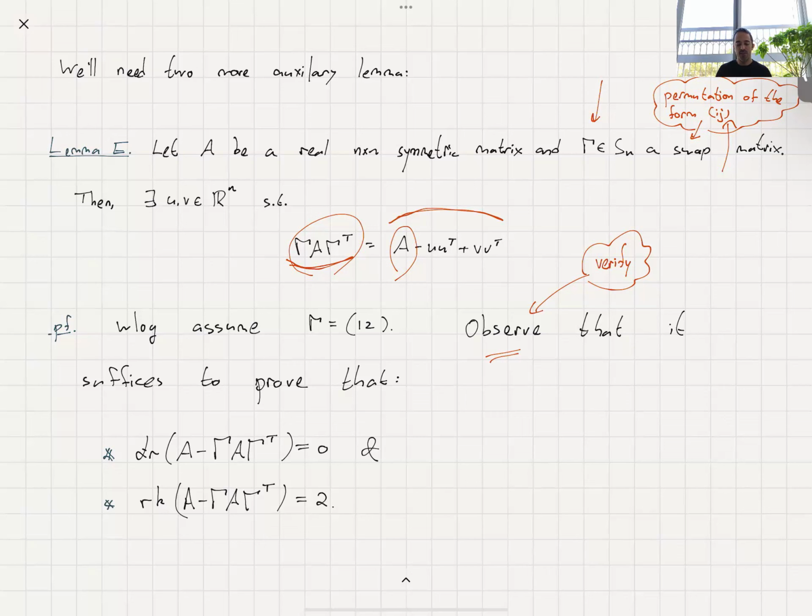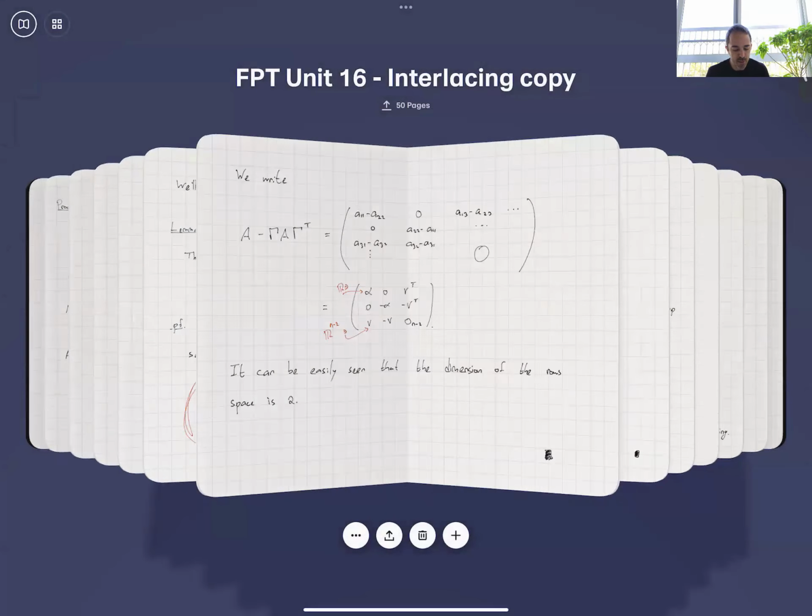Right, so once you have those two conditions, trace 0 and rank 2, and because A is symmetric, and therefore also gamma A gamma transpose, you can cook up U and V such that this will hold. It's slightly case by case, so it's not completely trivial. I'll leave it to you to verify that it suffices to prove these two things, but let's actually show that these two things hold. And that's kind of obvious.